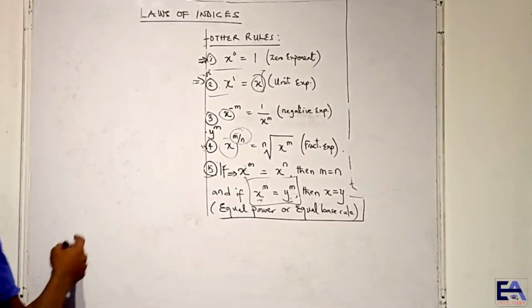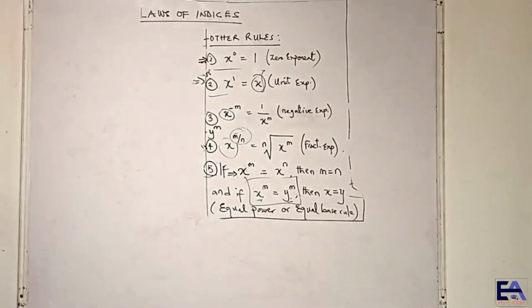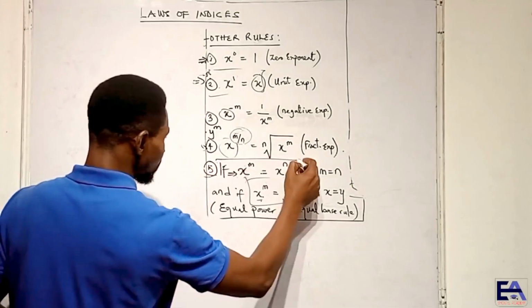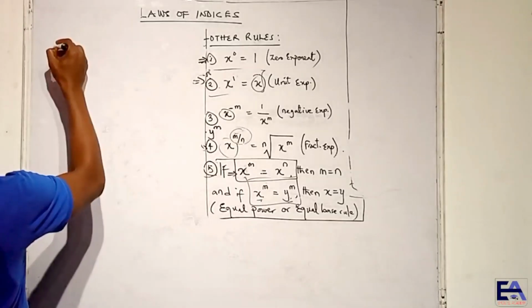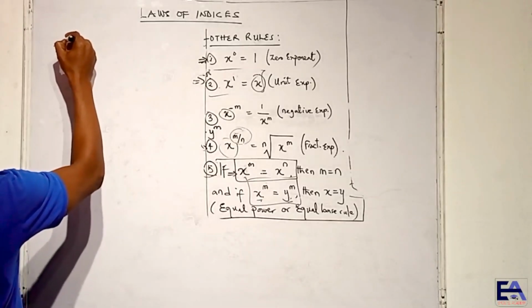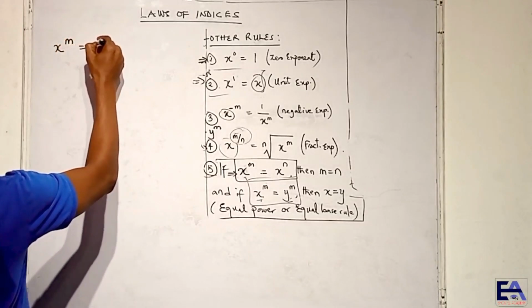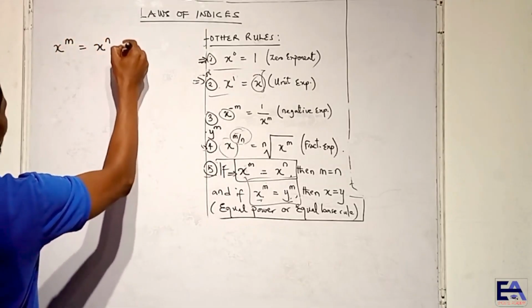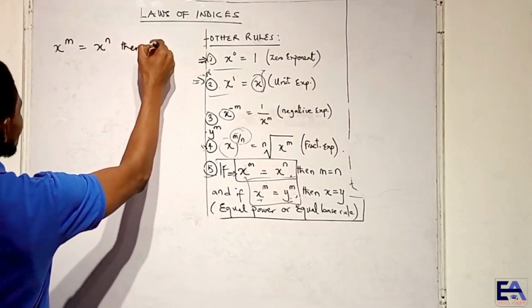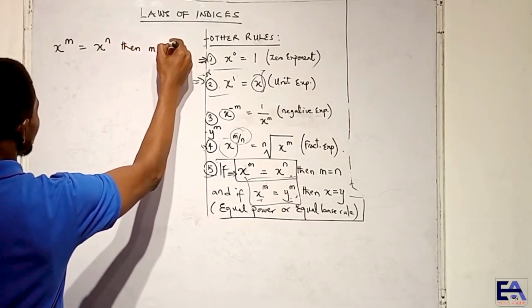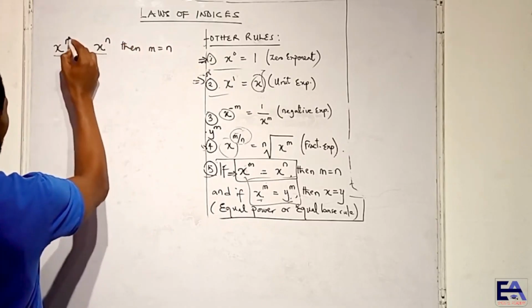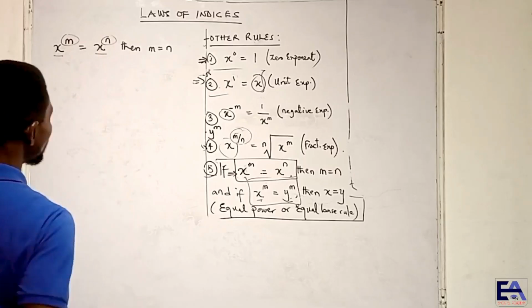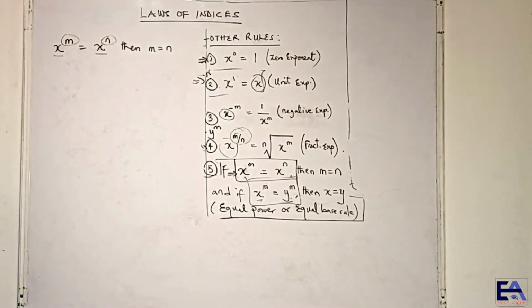So now I want to create an example to which this law can be applied. So we're looking at a case whereby if x raised power m is equal to x raised power n, then m is equal to n. That is to say, if the base is equal, then the powers are also equal. All right.